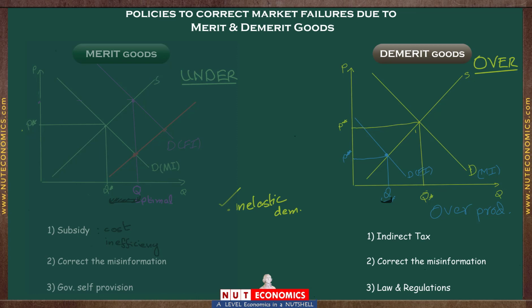So that sort of wraps up a discussion of merit and demerit goods and the policies that can be used to correct the market failures. Now, in the last video of this section, we will try to sum up everything and build a broader picture around this particular topic that will help us answer a few more of the past paper questions.